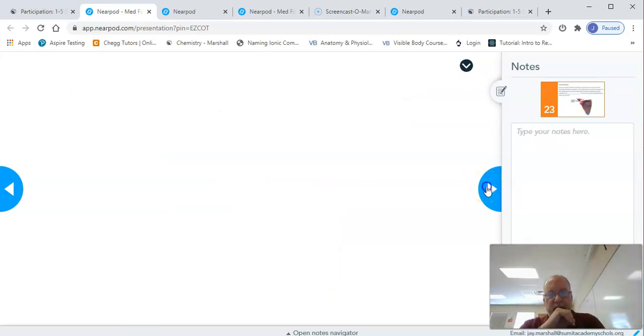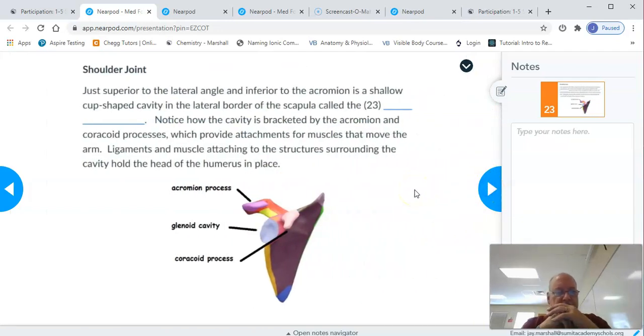Okay, so we've pretty much covered the features of the anterior and posterior scapula. Look at the shoulder joint then from the lateral position, just superior to the lateral angle and inferior to the acromion is a shallow cup-shaped cavity in the lateral border of the scapula, and that's going to be called the glenoid cavity.